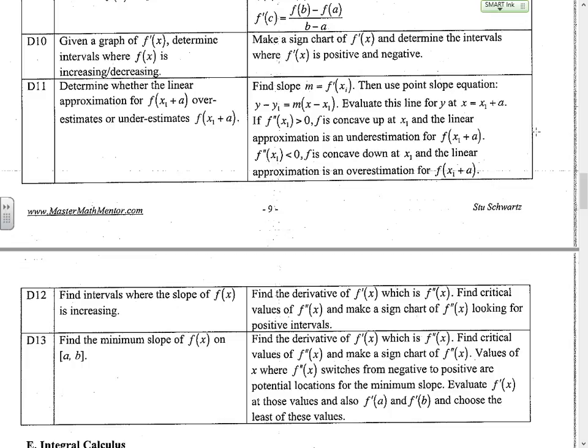D13. Oh, this is the one Eileen just asked about. Minimum slope is minimum rate is minimum derivative. We look to the second derivative. Does that make sense? Exactly. That's the one that I thought. Yeah, D11, just say look to see the one you asked about.